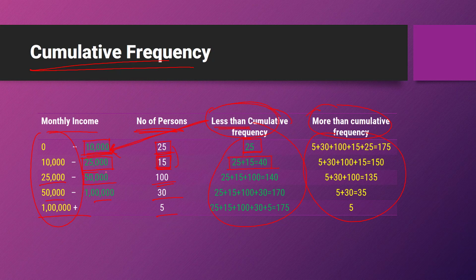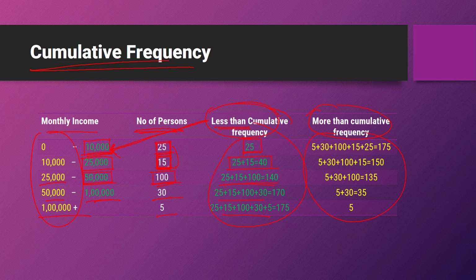Now we need how many people earn less than 50,000. Of course, these 100 people earn less than 50,000, but on top of that, the 15 and 25 also earn less than 50,000. That's why we have added all three of them. Similarly, for less than 1 lakh, we have added 30, 100, 15 and 25, right? So this is how we calculate less than cumulative frequency. You don't have to write this every time. You don't have to expand this.